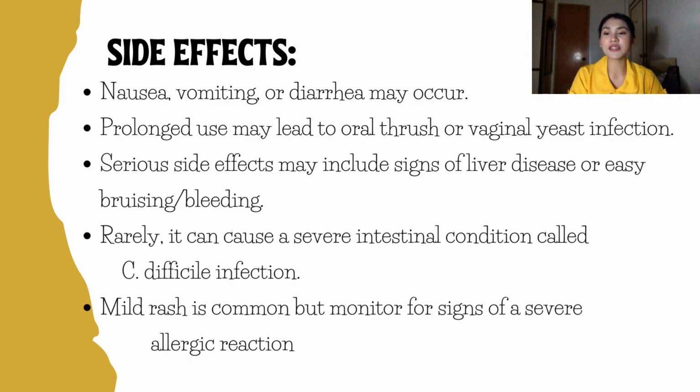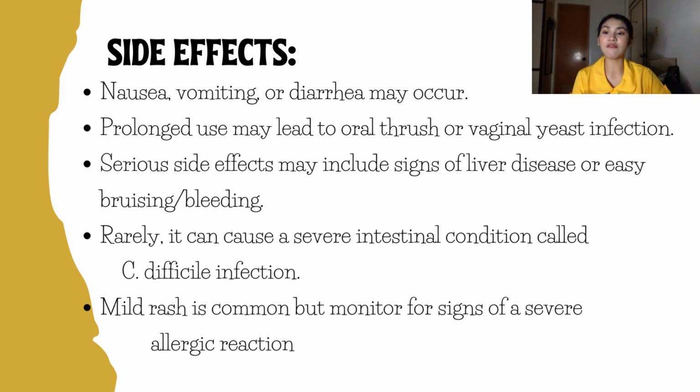Next we have the serious side effects that may include signs of liver disease or easy bruising or bleeding. In rare cases, amoxicillin might affect our liver or how our blood clots work, which could make you bruise more easily, or have trouble stopping bleeding, which could lead to hemorrhage.